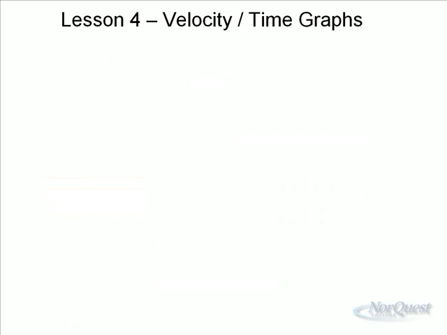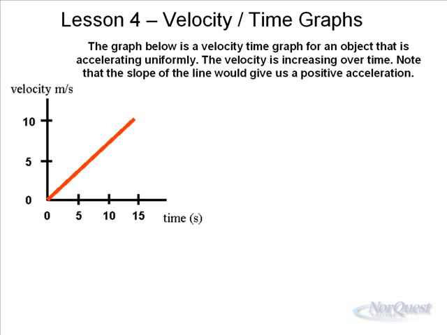Another important idea, as we mentioned earlier, is that the slope of a velocity time graph gives you the acceleration. The graph below is a velocity time graph for an object that is accelerating uniformly. The velocity is increasing over time. At the beginning of the run, the velocity is 0. As you can see, at time 0, velocity is 0. At time 5, the velocity is a little bit higher, it might be 3 or 4. At 10 seconds, it might be 6 or 8. At 15 seconds, it might be closer to 12 or so.